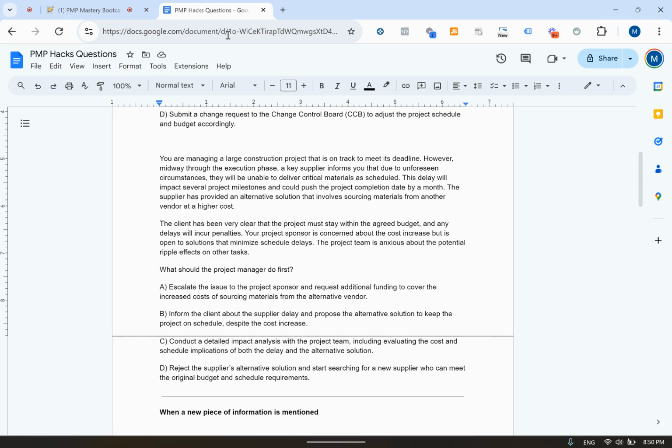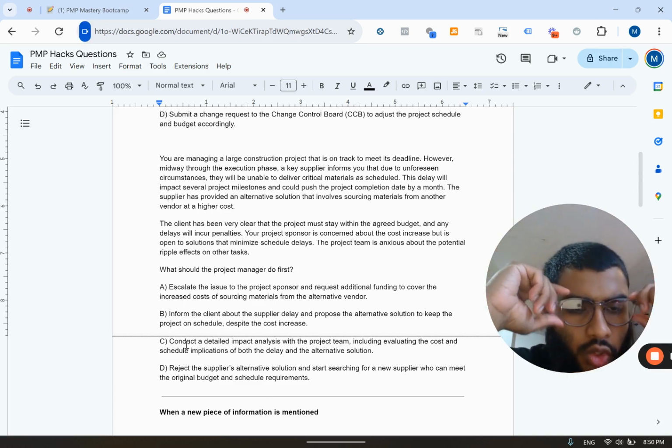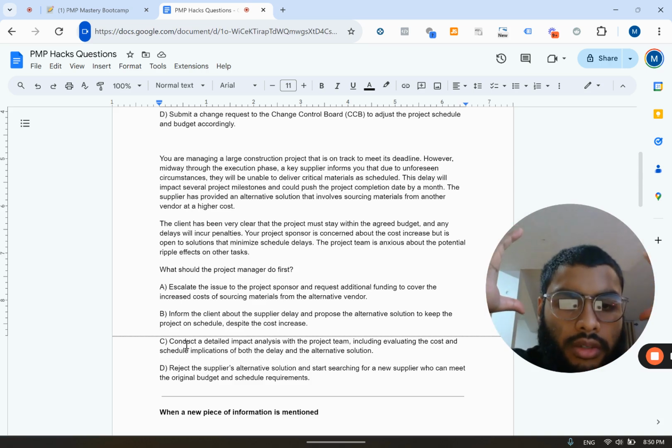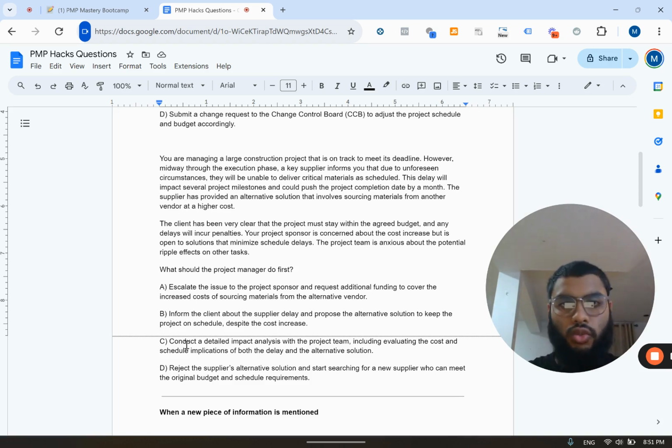Okay, so I already know the answer is going to be C. Now, what's so special about C, guys? What's so special about C is that C is similar to a change request. The answer does not mention change request, but it has all the components of a change request. You have a detailed impact analysis, which is gathering information. You're evaluating the costs. You're looking at the schedule. You're looking at any other solutions, and then you're going to decide. Okay, C is going to be our best answer in this case.